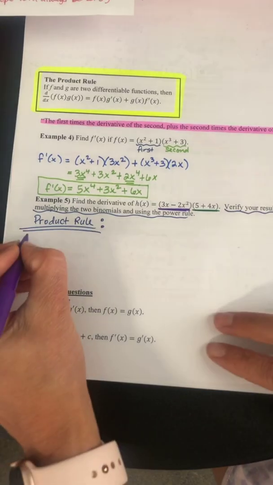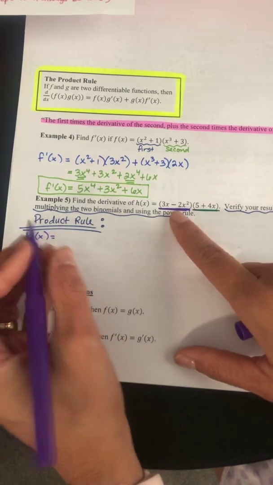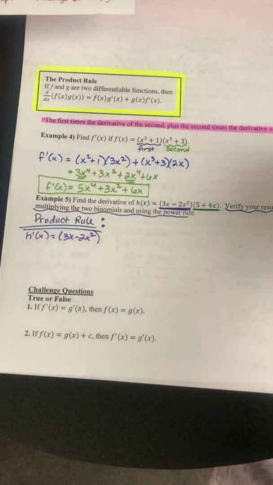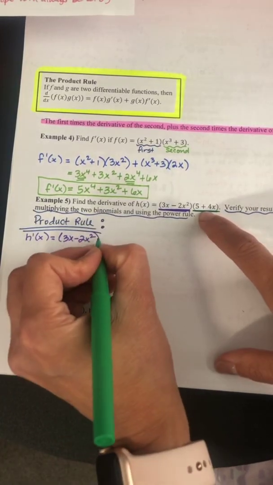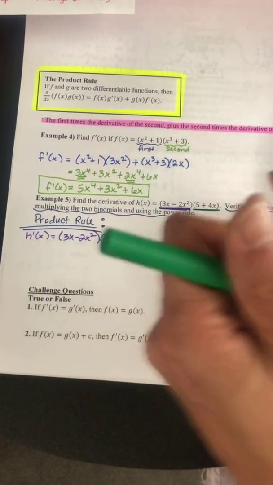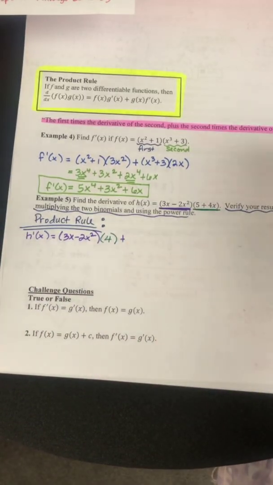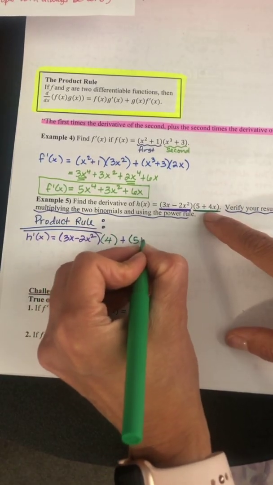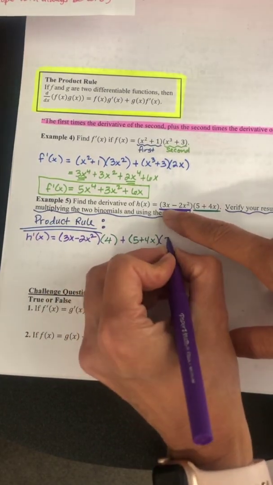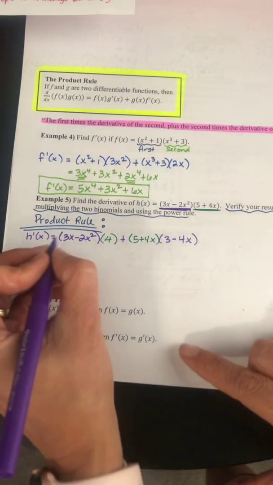Okay. So let's find the derivative of h of x. So I'm going to have the first function, 3x minus 2x squared, times the derivative of the second. So the derivative of 5 plus 4x, well, the derivative of 5 is 0. The derivative of 4x is a 4, so times 4, plus the second, so 5 plus 4x, times the derivative of the first. So the derivative of the first would be 3 minus 4x. And then we just have to multiply that out.